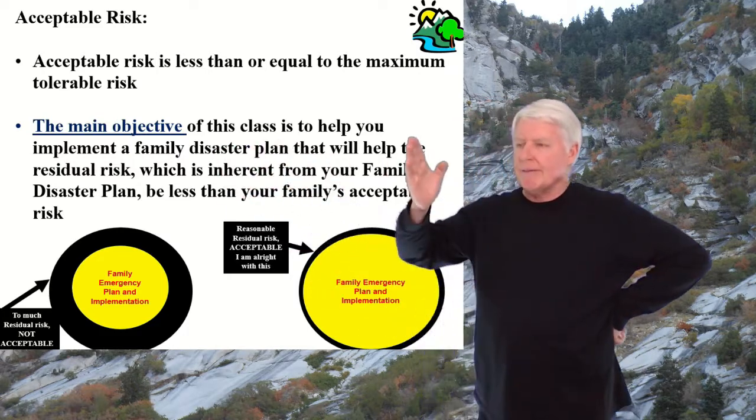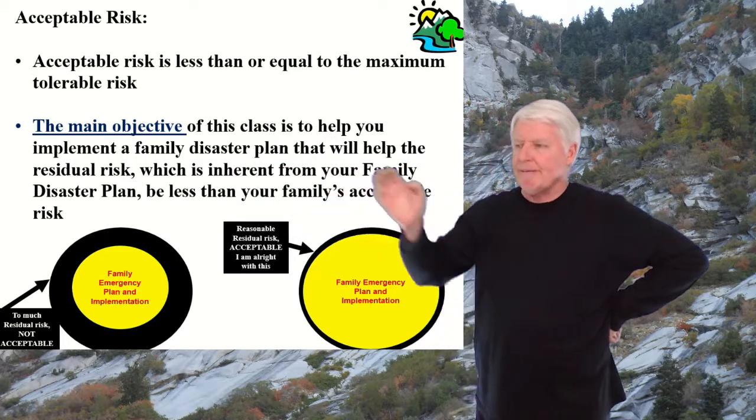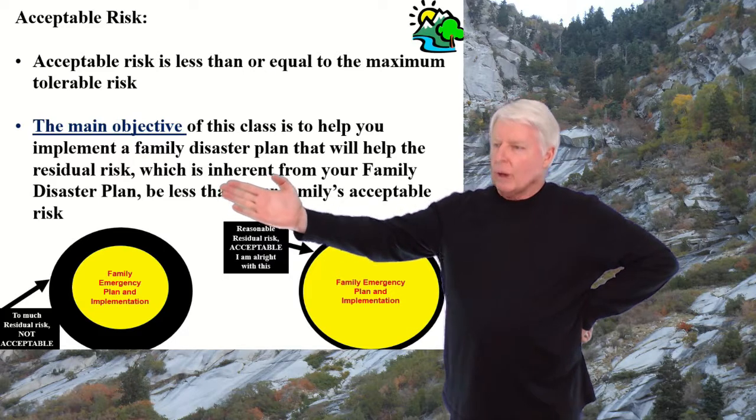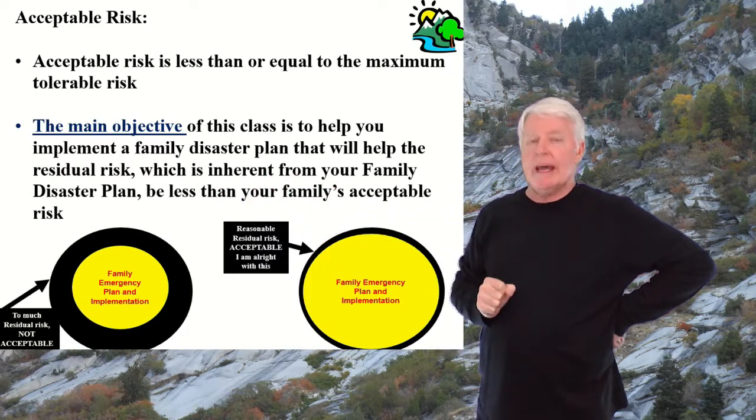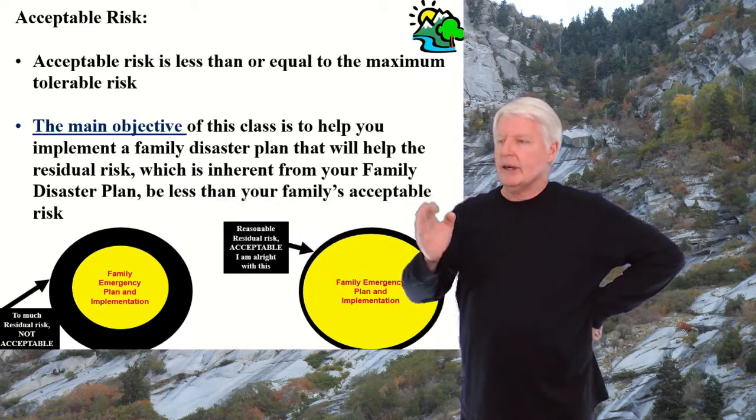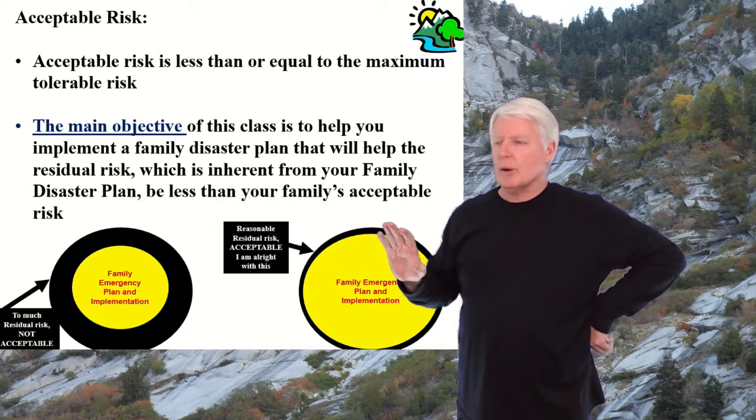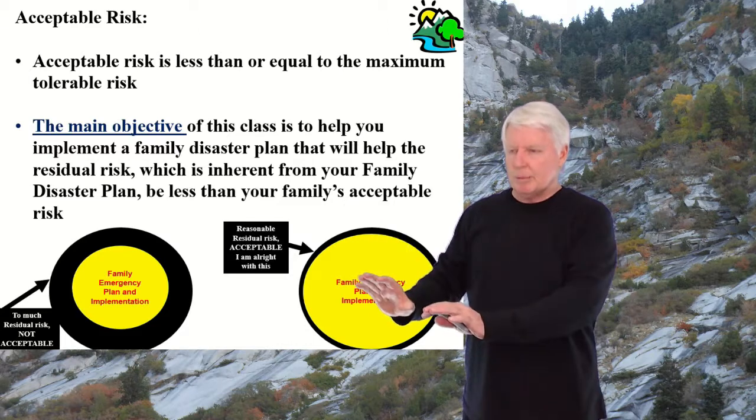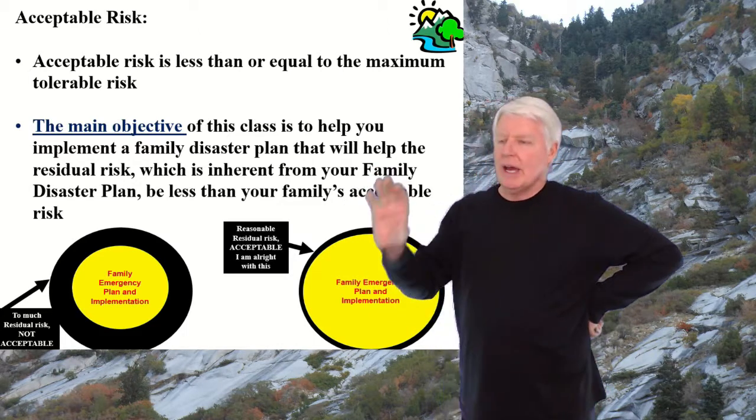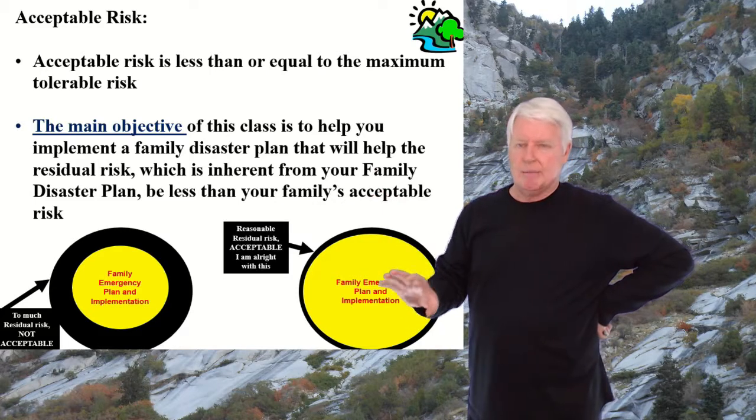The main objective of this class is to help you implement a family disaster plan that will help the residual risk, which is inherent from your family disaster plan, to be less than your family's acceptable risk. In other words, when you get through and implement this, you say, hey, we're good. That's the objective of the class, is to make this happen.